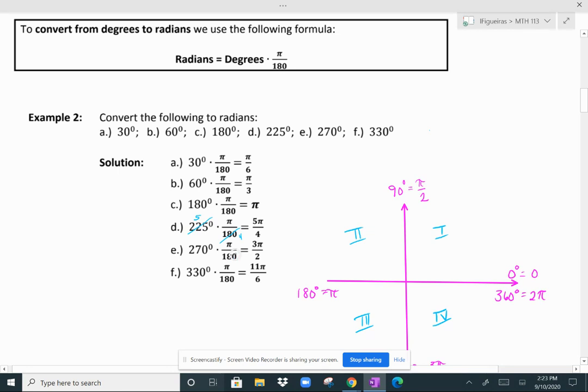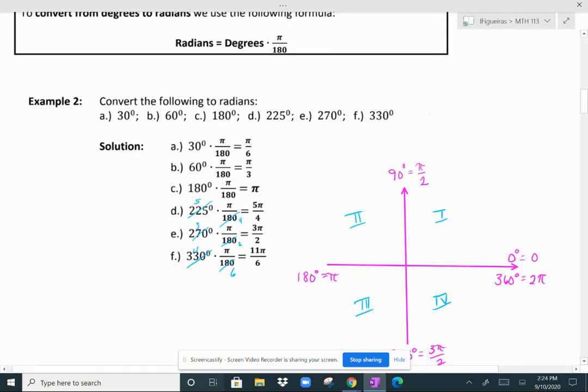180 and 270 have a common factor of 90, so that gives me 3, and that gives me 2, so you get 3 pi over 2. And then 330 degrees: 30 goes into both of them, leaving you with 11 in the numerator and 6 in the denominator. So 330 degrees is 11 pi over 6.